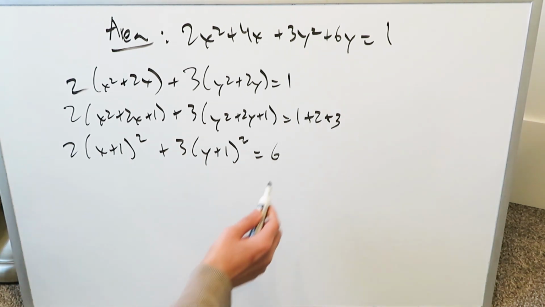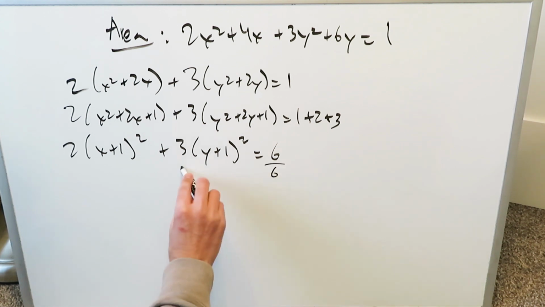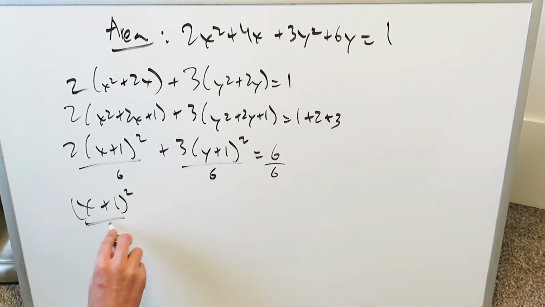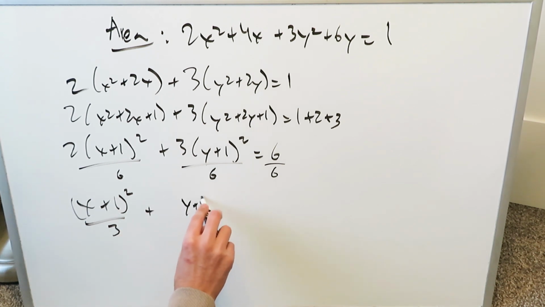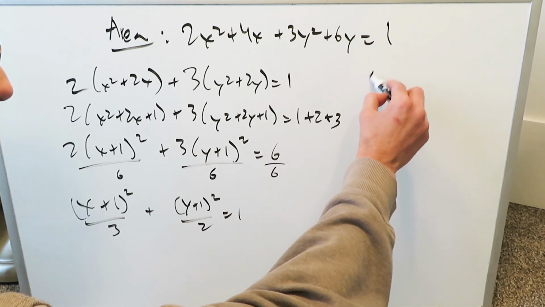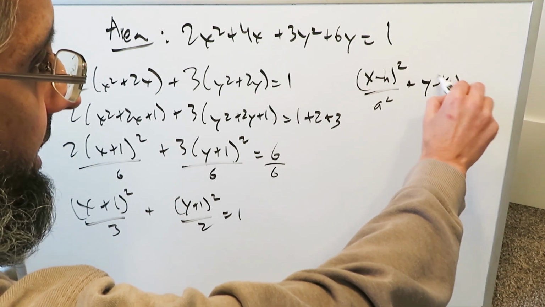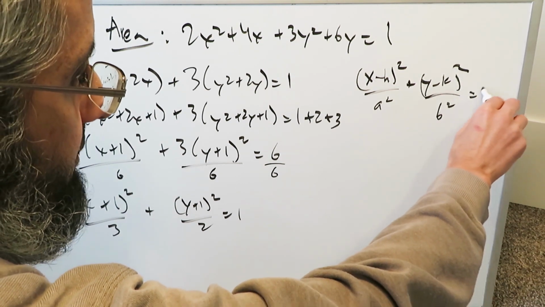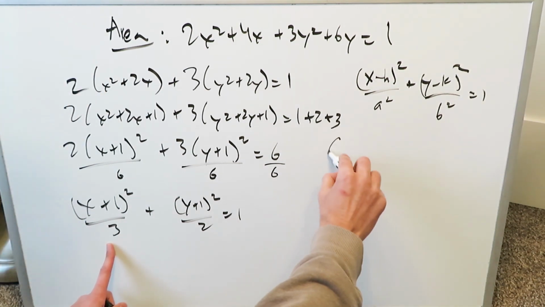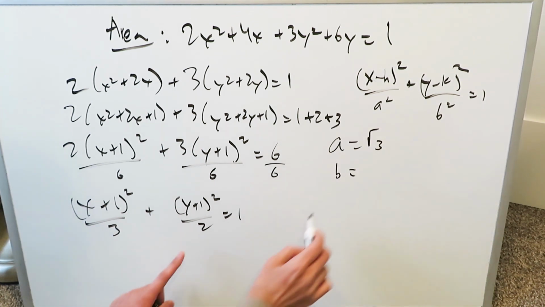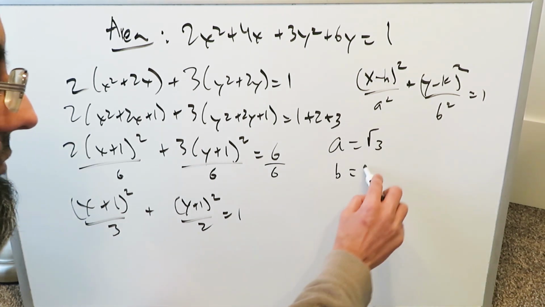What you have to do now is divide everything by 6. We'll do that, and then it'll bring us into a form which you will be familiar with. x plus 1 whole square over 3 plus y plus 1 whole square over 2 is equal to 1. You have everything here in the standard form: x minus h whole square over a square plus y minus k whole square over b square is equal to 1. Just by looking at this, a square is equal to 3, therefore a is root 3. b square is equal to 2, so b must be equal to root 2.